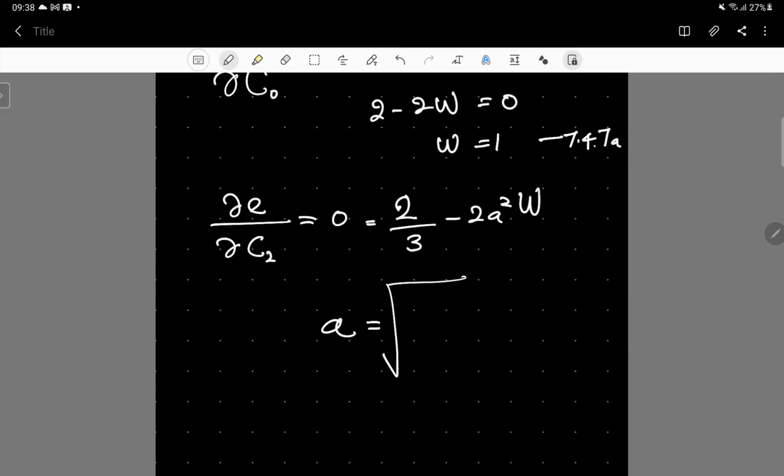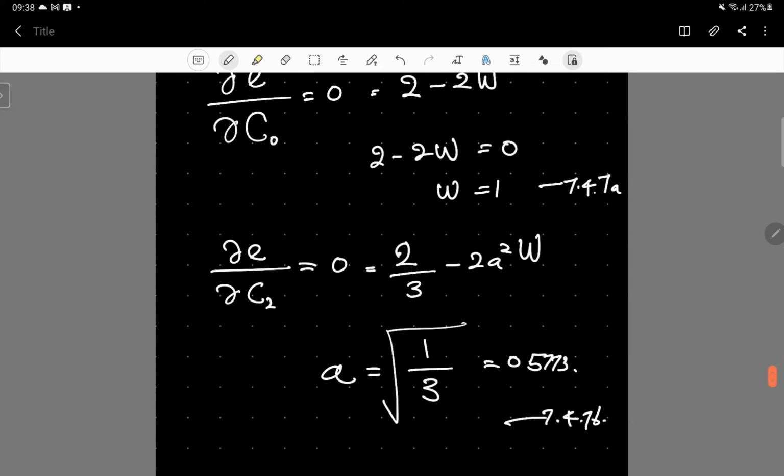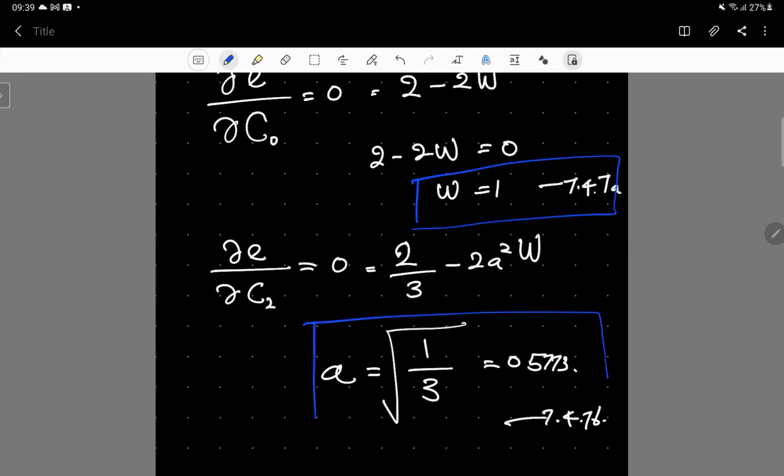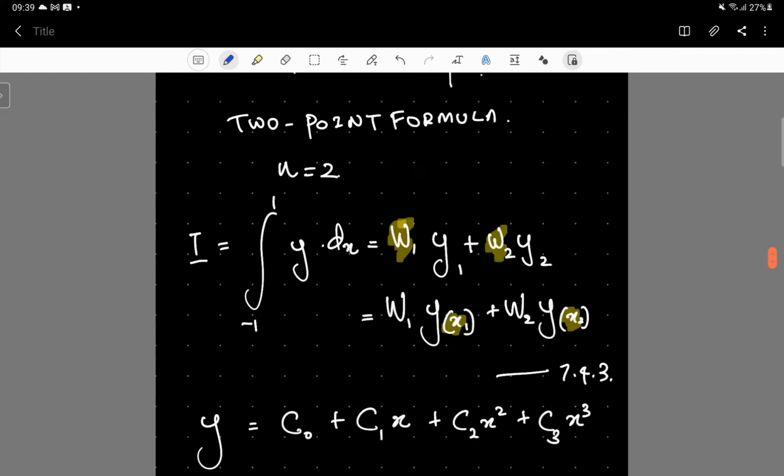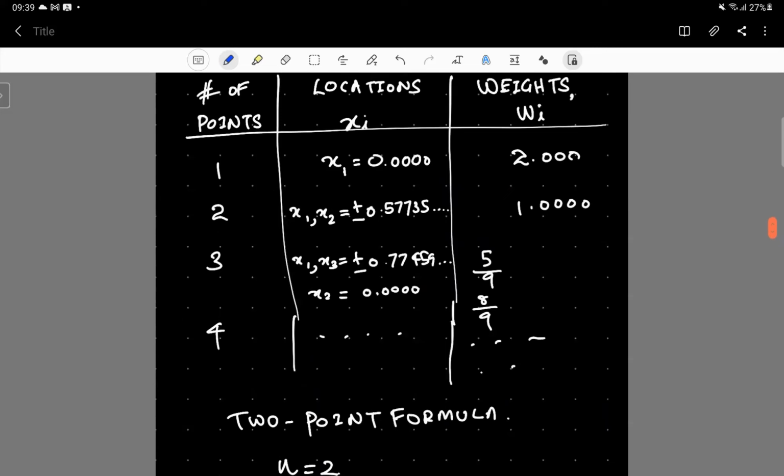This corresponding X1 and X2 values is equal to square root of 1/3, which is nothing but 0.5773. So what is the result that we have obtained? The weight factor which has to be used is 1, and the corresponding values, the points which we need to select for evaluating the integral, is located at plus or minus 0.5773. This is exactly what you would also see if you look at the published results.